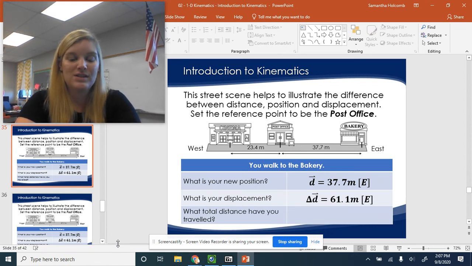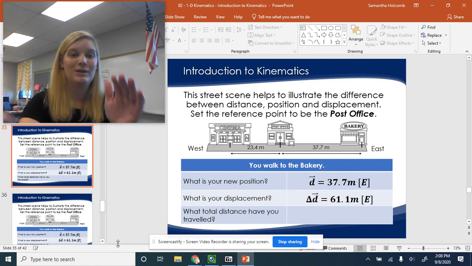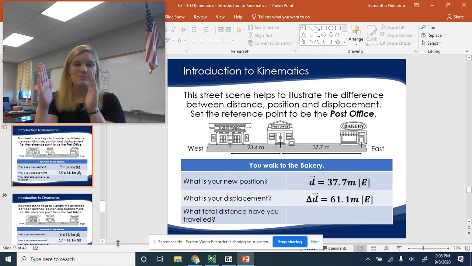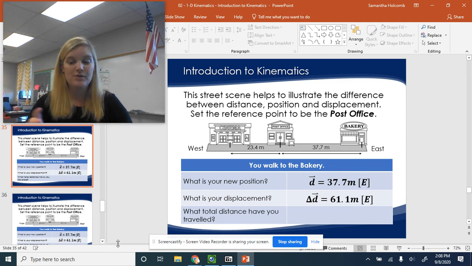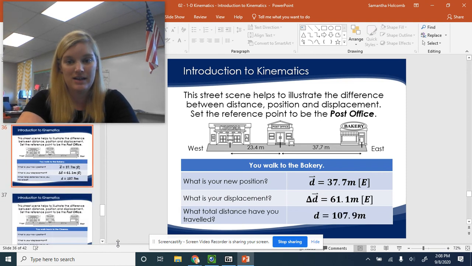Now, what's the total distance we traveled? We started at the cinema, went to the post office, went back to the cinema, and then went to the bakery. So we have to add all those distances together to see what our Fitbit would say, and it's 107.9 meters.